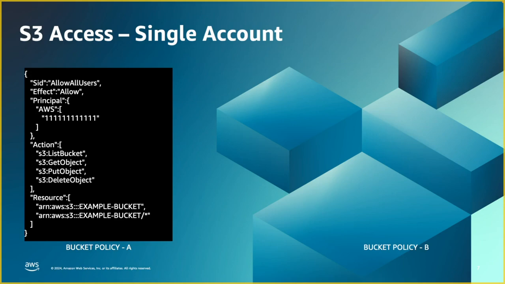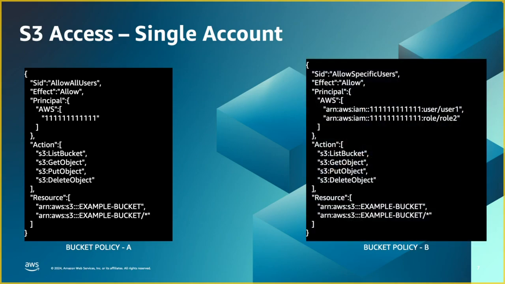Now, what if you want to only allow specific users or roles access to a particular bucket in your AWS account? Well, we can use a bucket policy to allow user one and role two access to the example bucket. Again, user one and role two would not need an IAM policy with an allow statement to access the example bucket if you have configured a bucket policy like the one in the bucket policy B example. So now that you understand how to grant access to a bucket with either an IAM policy or a bucket policy, let's take a look at how AWS recommends to configure a bucket policy for single account access.